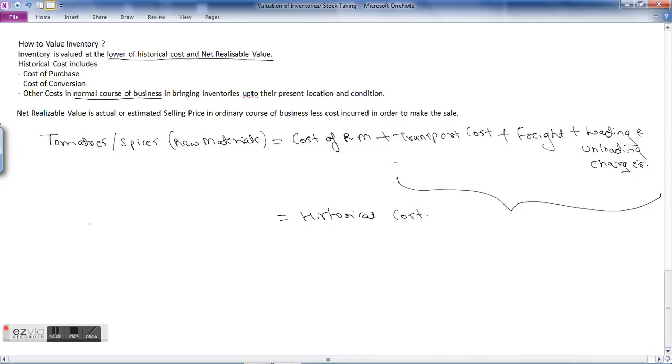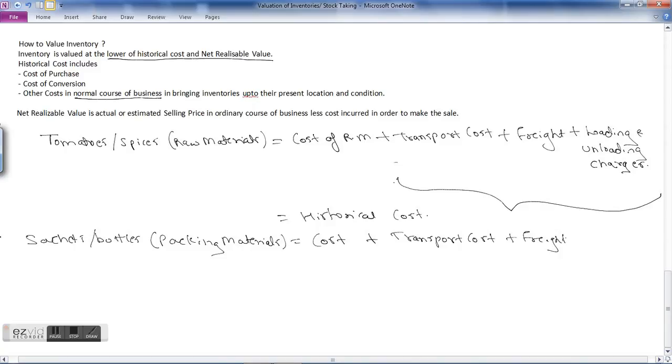Okay, similarly if you see packing materials, so what were they? Sachets and bottles, correct? Now for bottles and sachets also there will be the same formula, cost plus whatever is the transport cost, plus freight, plus loading and unloading charges. All this will be included in the historical cost, correct?